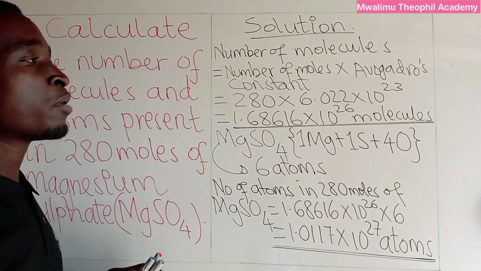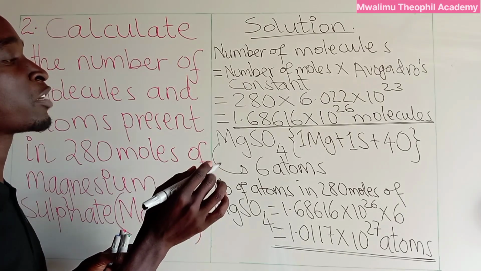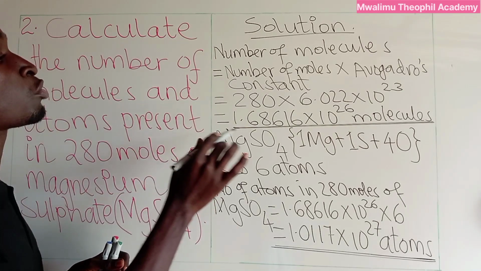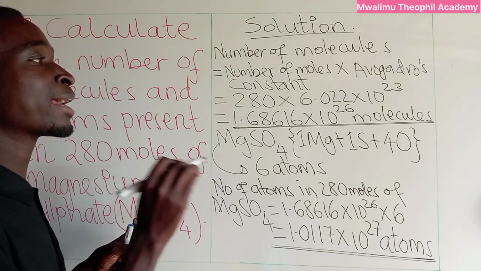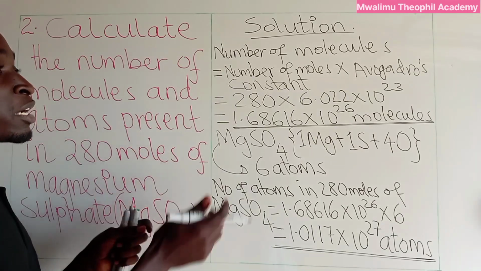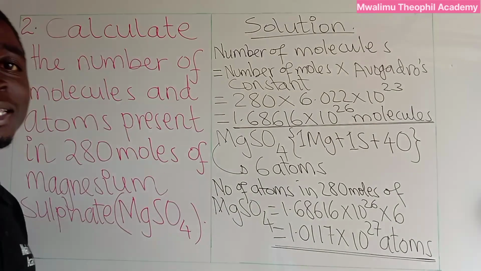And the total number of molecules present in the same amount of magnesium sulfate, which is 208 moles, is equal to 1.68616 times 10 raised to 26. Now we are through with the solution for our second example. Let us go to a third example.